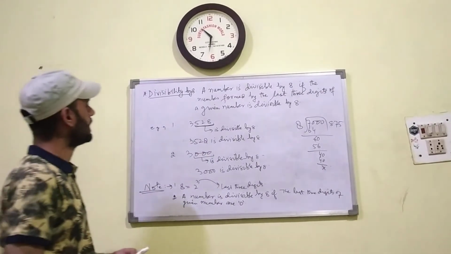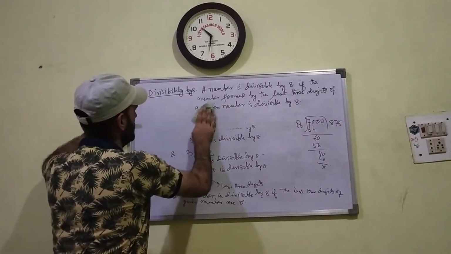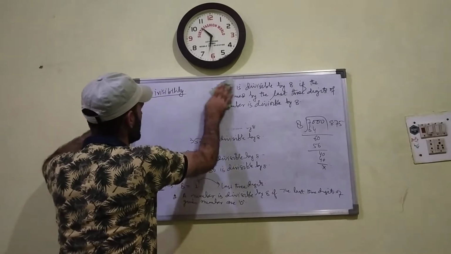Let's take another divisibility. Divisibility by 5.